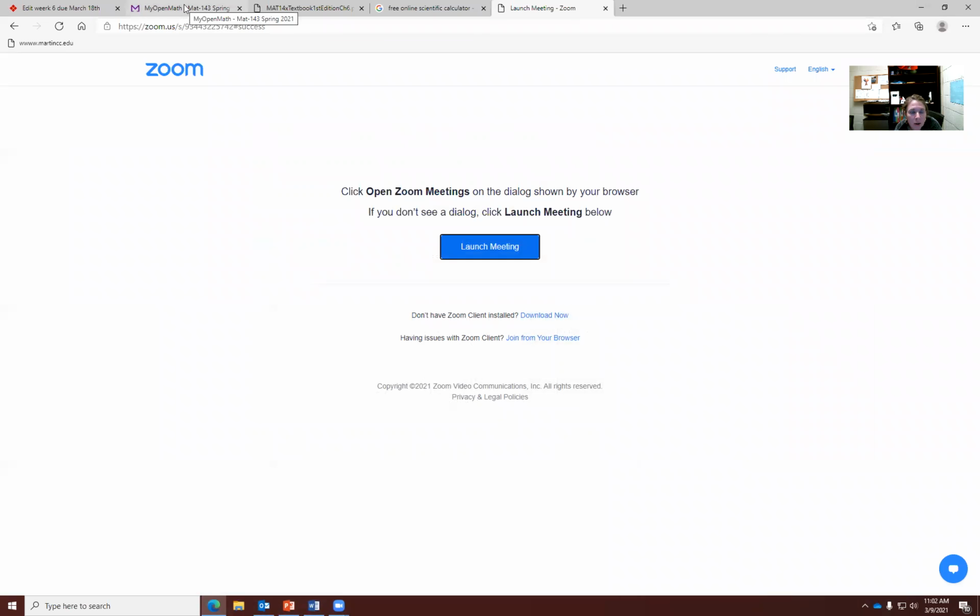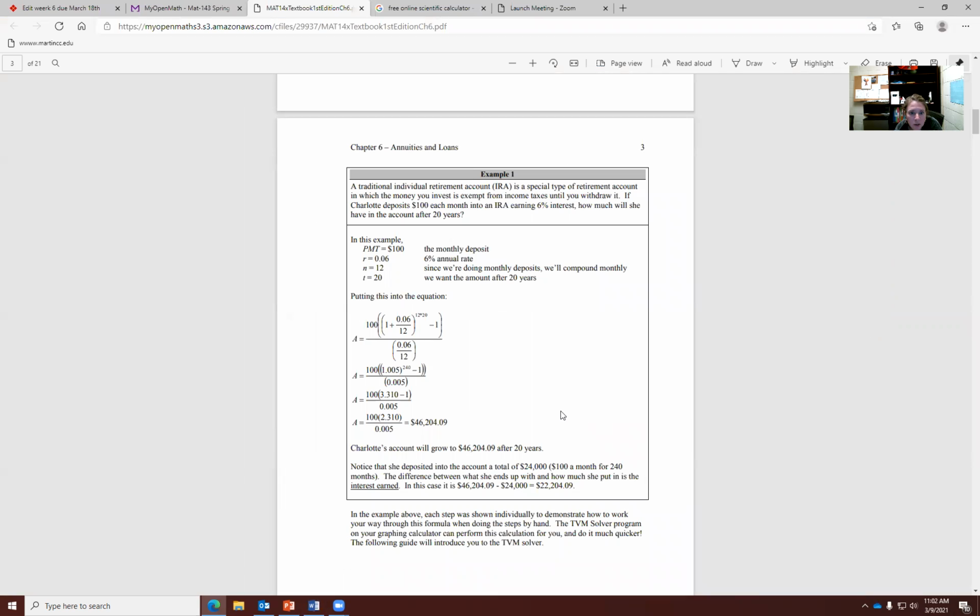All right, so what I want to do now is look at your textbook and do some examples with you to recap how to do this. Let's look at our first example, an annuity. The problem says a traditional individual retirement account is a special type of retirement account in which the money you invest is exempt from income taxes until you withdraw it. If Charlotte deposits $100 each month into an IRA earning 6% interest, how much will she have in the account after 20 years?